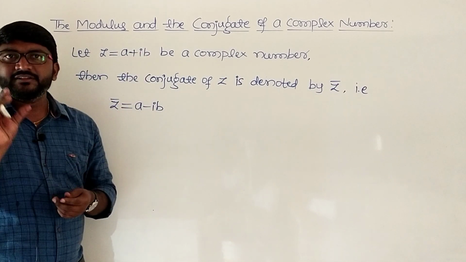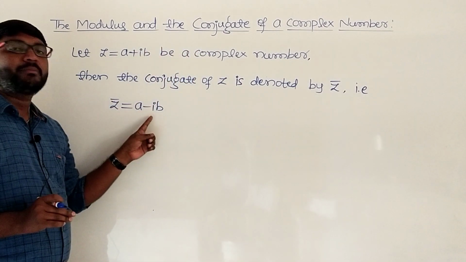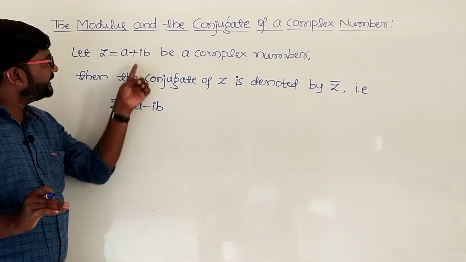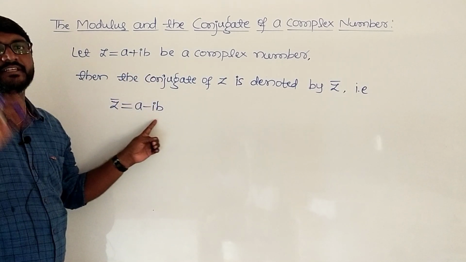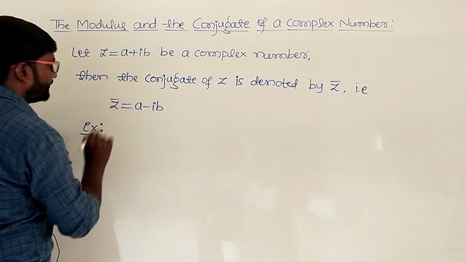to a minus ib. So what is the thing that you are noticing here? Here i changes to minus i. That means the real part remains as it is, only the imaginary part is changing. So I will take a few examples now so that you can understand it in a better way.